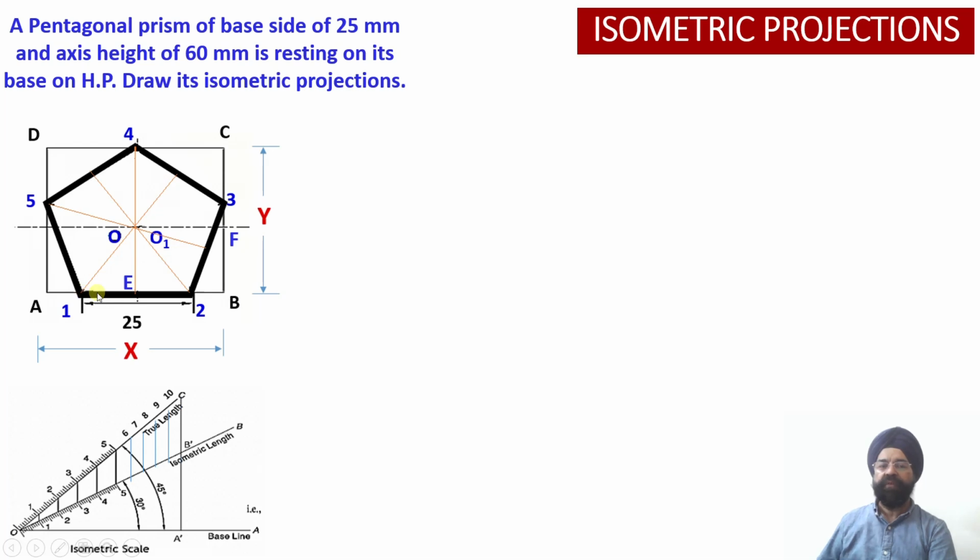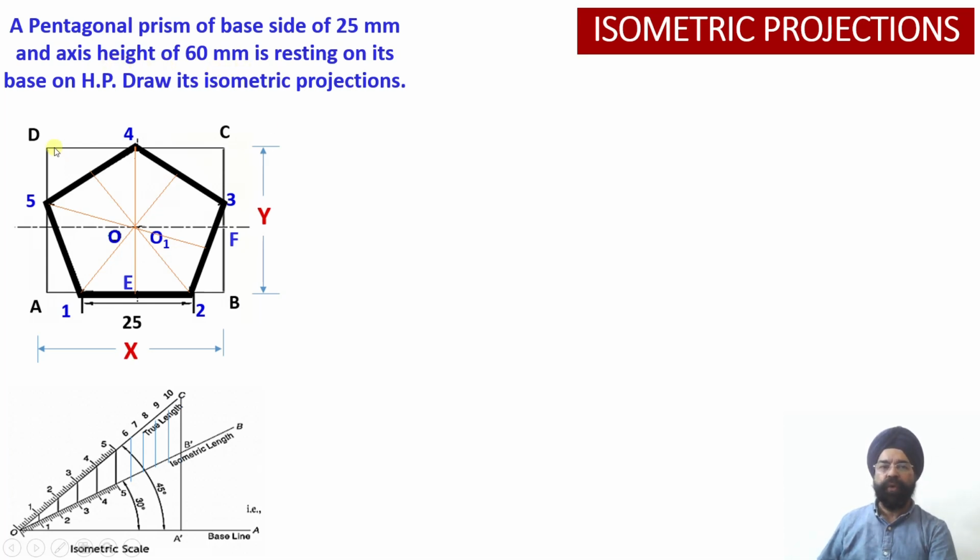Now next we are going to move on to the second orientation, that is when this pentagonal prism is resting on its pentagonal face or its base onto the ground, and the axis of this prism will be perpendicular to the horizontal plane. Again the dimensions remain the same. Base side 25 millimeter, axis height 60 millimeter.